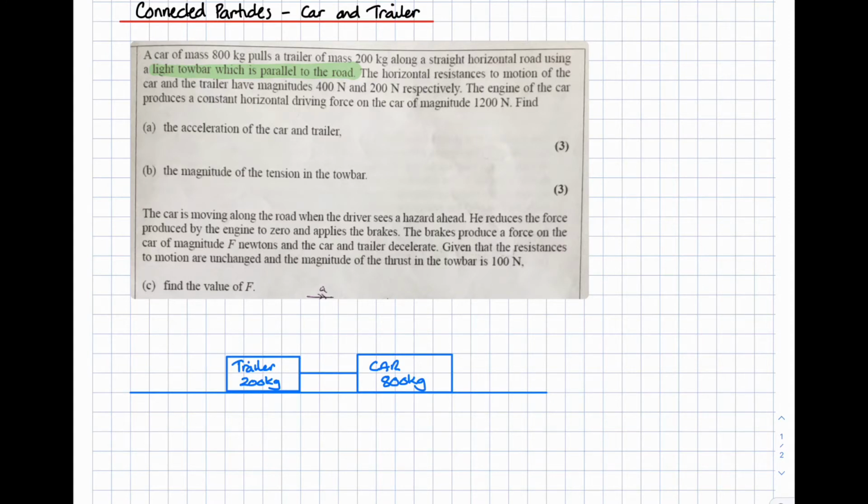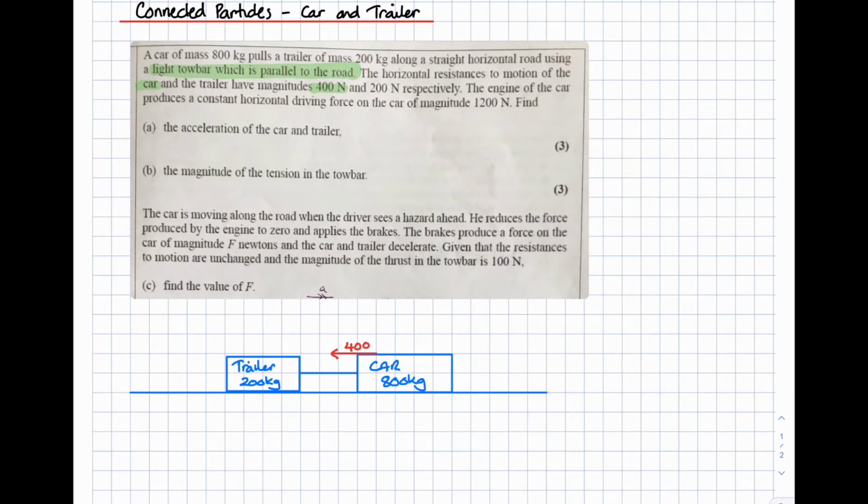We've got some horizontal resistance forces to motion of the car and the trailer, and they have magnitudes 400 newtons and 200 newtons respectively. What does that mean? Well, since the car is mentioned first and the resistance force of 400 newtons is mentioned first, the car will have a constant resistance force of 400 newtons. So we can indicate that on the diagram. So the car has a constant resistance force of 400 newtons.